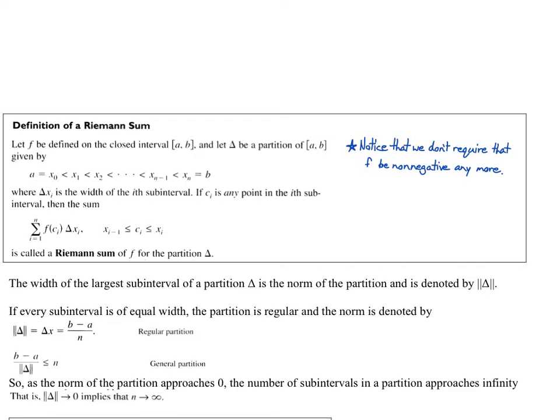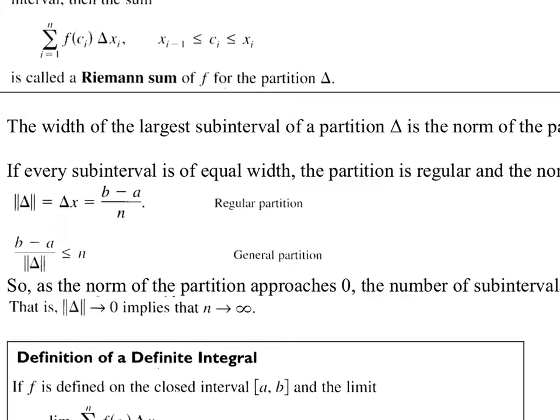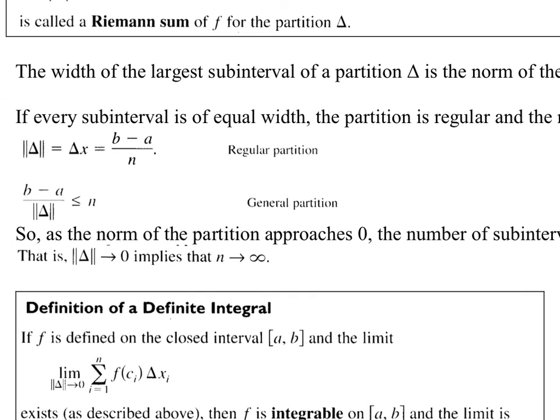Now, if every subinterval is of equal width, well, that's what we've been dealing with. You have the norm equal to b minus a over n. However, what we're dealing with now, we don't know exactly what it is, but if we know what the biggest one is, then b minus a divided by the norm has to be less than the number of rectangles. That's going to be a general partition there.